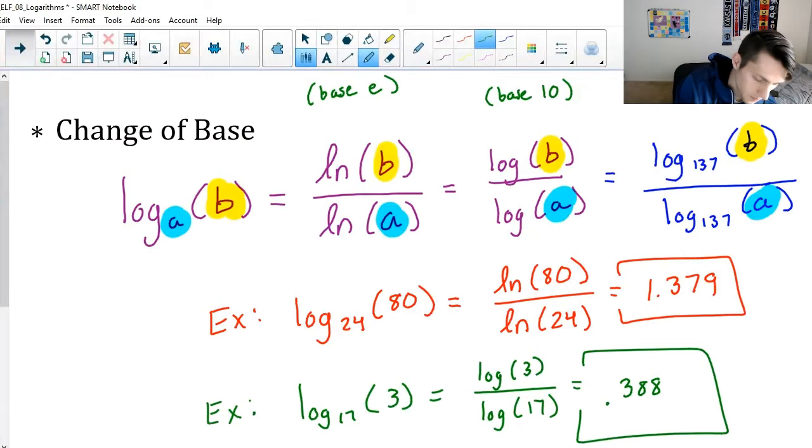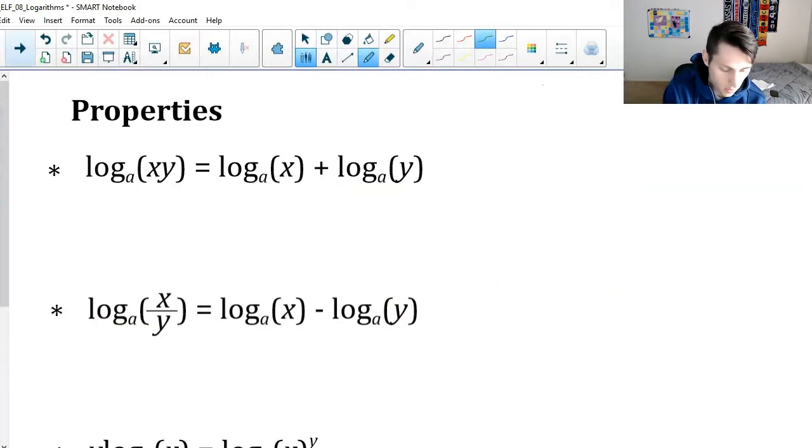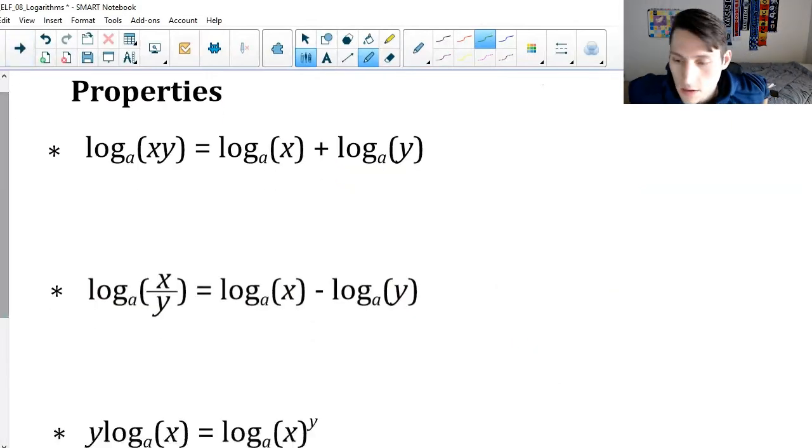All right, so on to our log properties. So these are the things that you've talked about in Algebra 2. But again, do you remember them? Who knows?